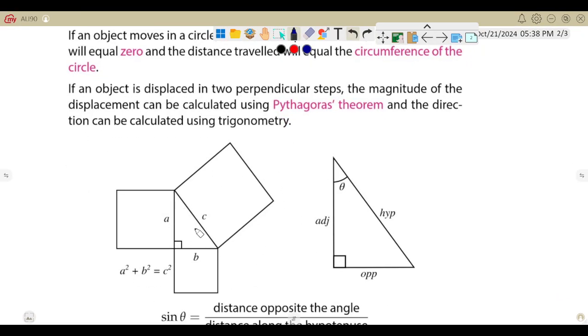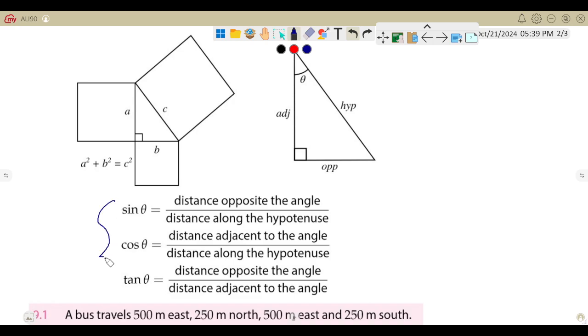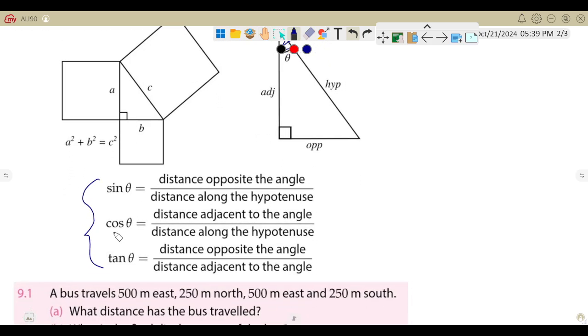Okay, some mathematics here. If an object is displaced in two perpendicular steps, the magnitude of the displacement can be calculated using Pythagoras theorem, and the direction can be calculated using trigonometry. So we all know what those functions are. Calculating them from this right angle triangle, we are interested in this angle theta. The adjacent of this theta is this side, the hypotenuse of the triangle is this side, and the opposite is the side opposite this angle. So to calculate the sine, the cosine, and the tangent, we just use those formulas.